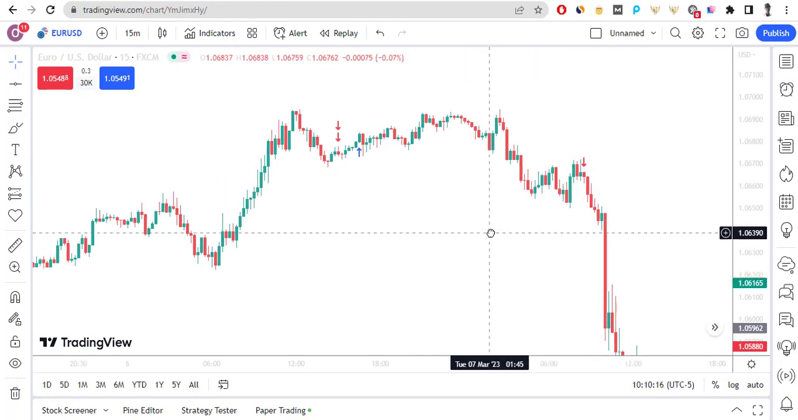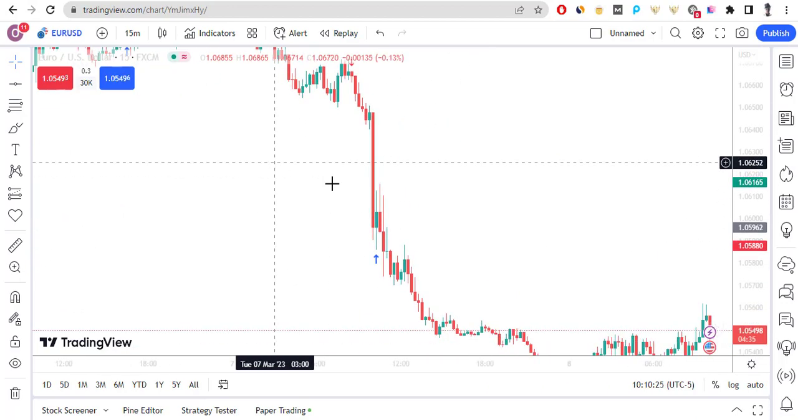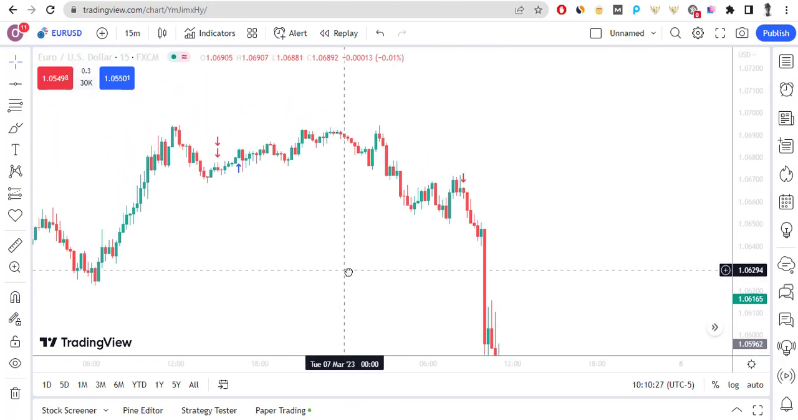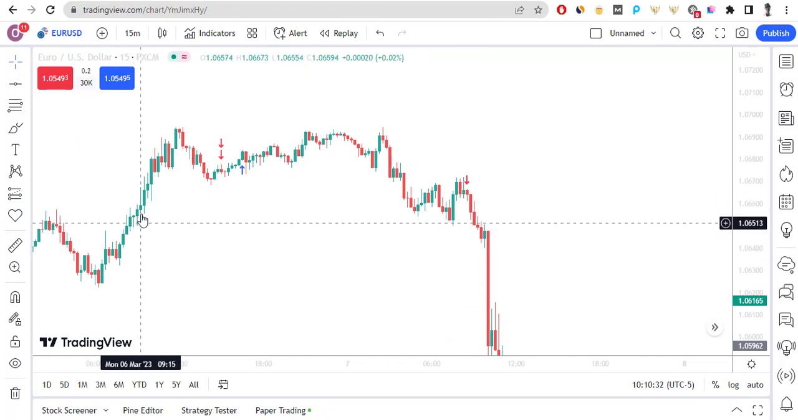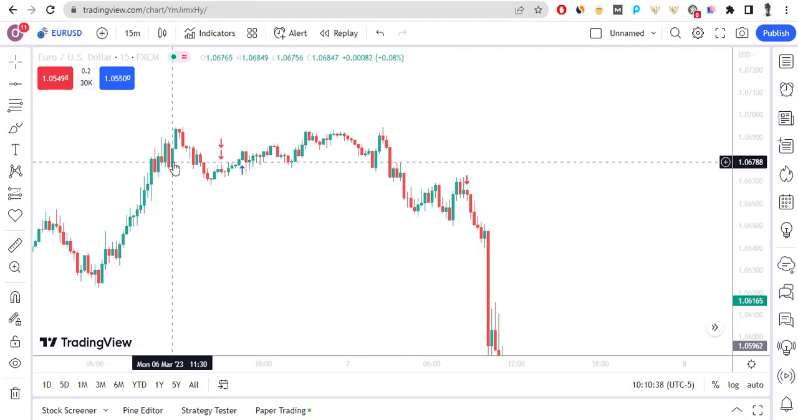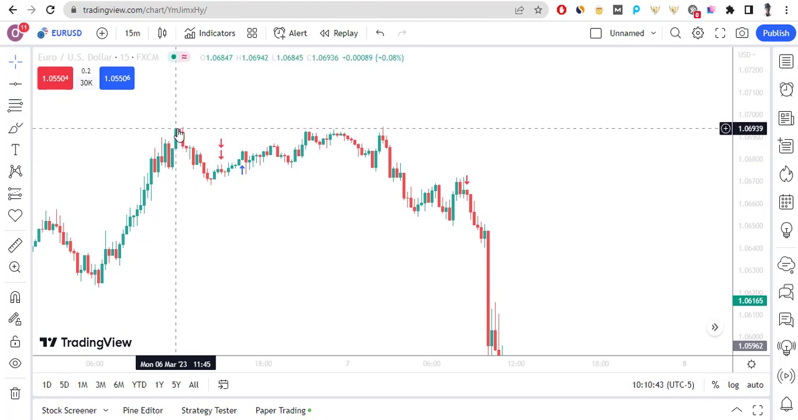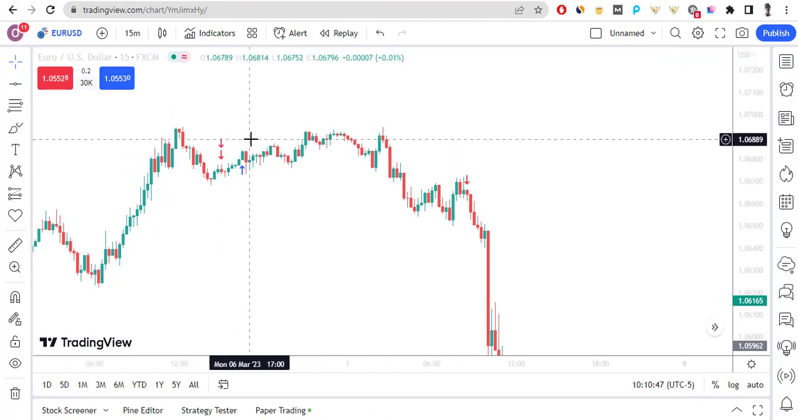Let's see resistance. So what is resistance? Resistance is basically the opposite of support. Prices move up because there is more demand than supply, and as prices move higher, there will come a point when selling will overwhelm the desire to buy. Sellers engage here at this level.